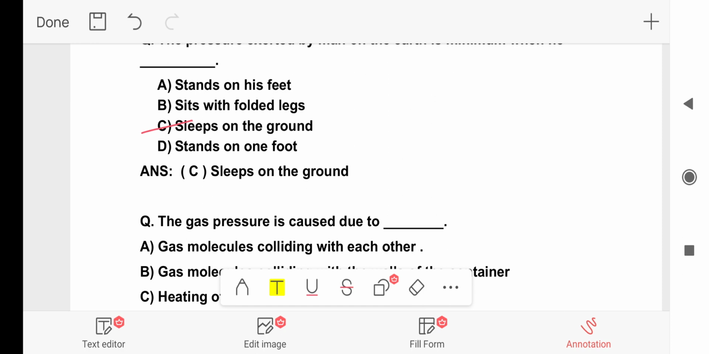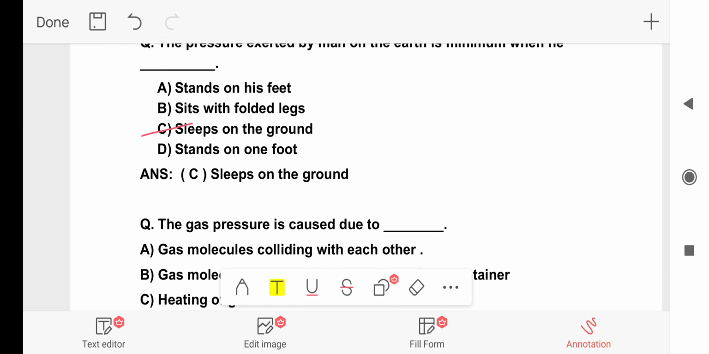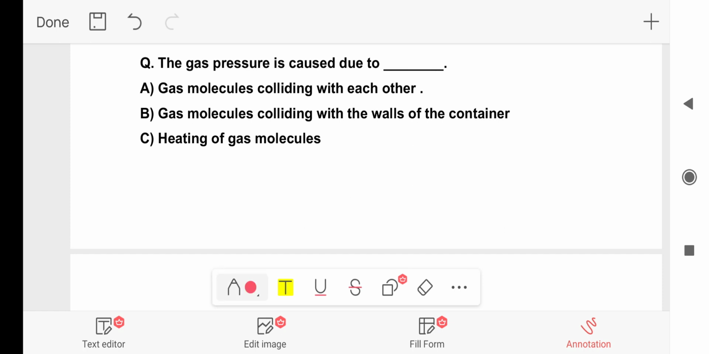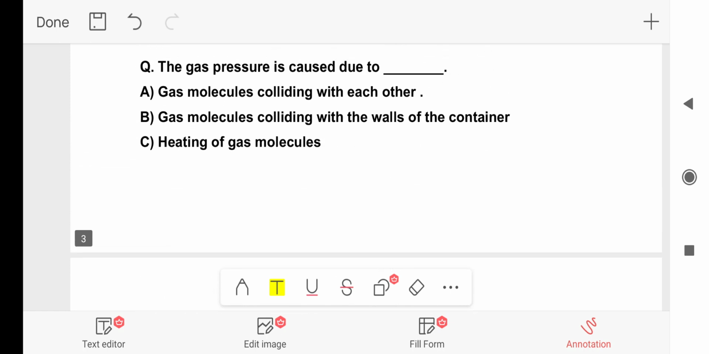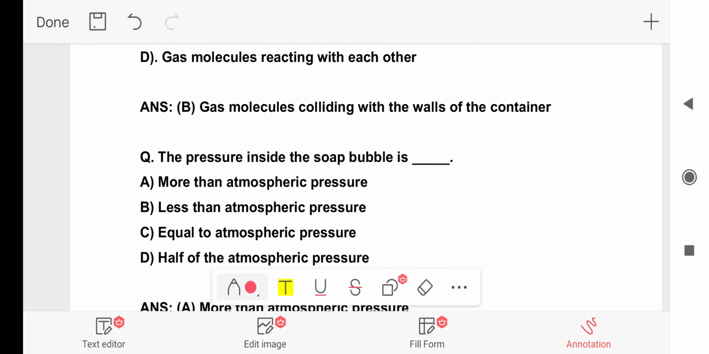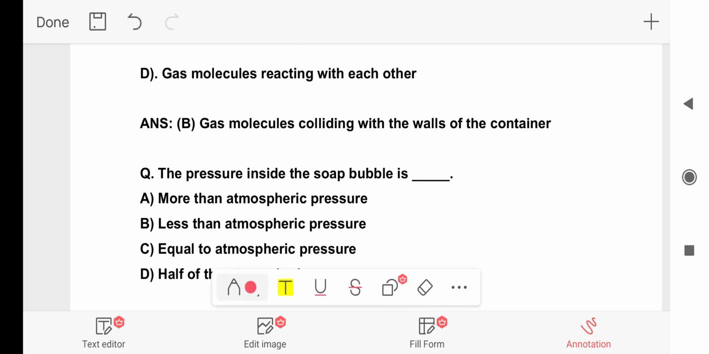So when a man sleeps on the ground, the pressure exerted by the man on the earth is minimum because the area is increased and the pressure gets distributed. Next, the gas pressure is caused due to, and the options are: gas molecules colliding with each other, gas molecules colliding with the walls of the container, heating of gas molecules, or gas molecules reacting with each other. And the answer is option B, gas molecules colliding with the walls of the container.